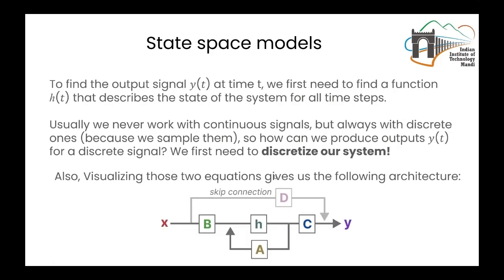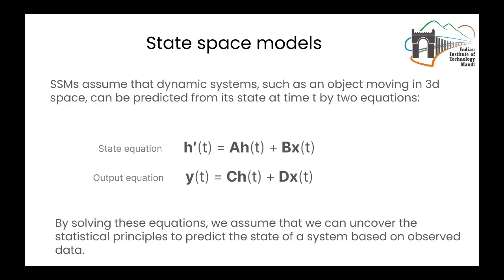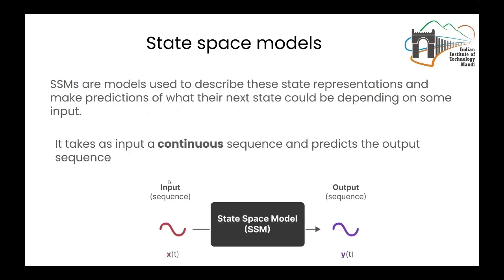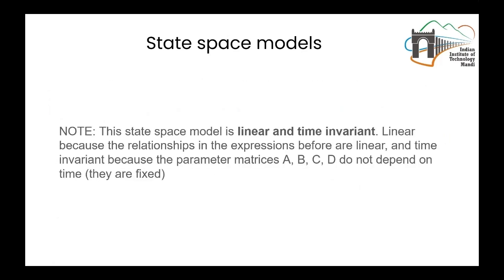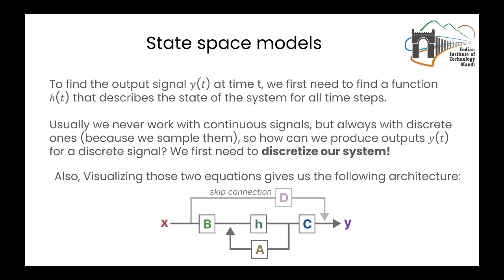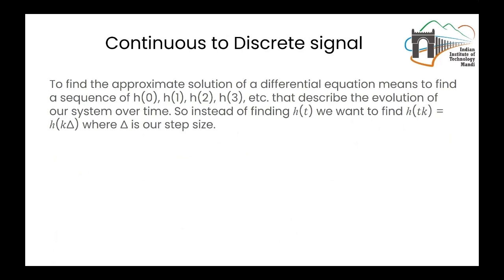Now the problem is how to train this state space model. As we talked about earlier, the state space model takes a continuous input sequence. But the problem is that we already talk in terms of data and samples, and they are actually discrete values, not continuous values. So what we have to do is discretize our system. How do we discretize our system?